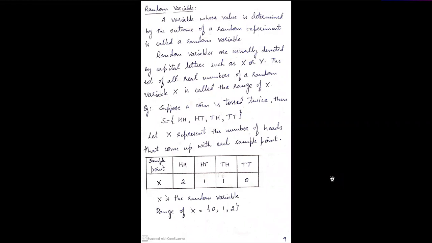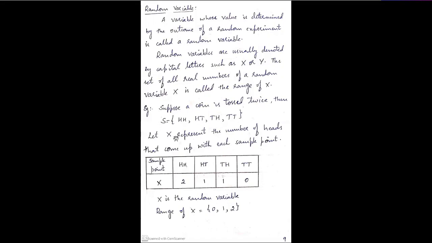You already know what is a random experiment. Some experiment which you conduct and you get some outcomes, that is called a random experiment, and the value you obtain by doing the random experiment is called a variable. And these random variables are usually denoted by capital letters, say X or Y. The values of these random variables will be real numbers, and these real numbers you combine and form a set, and that is called the range of the random variable X.